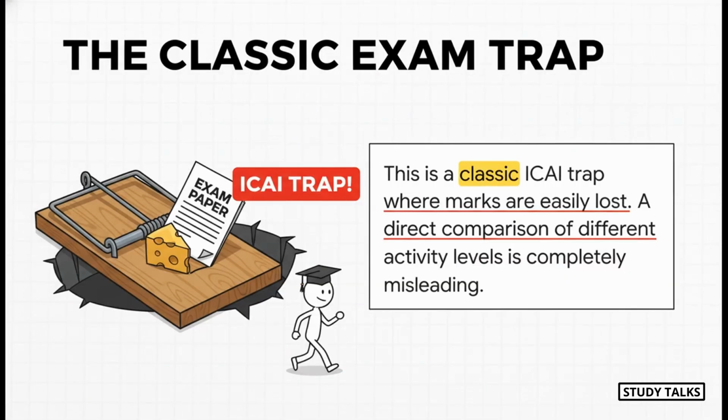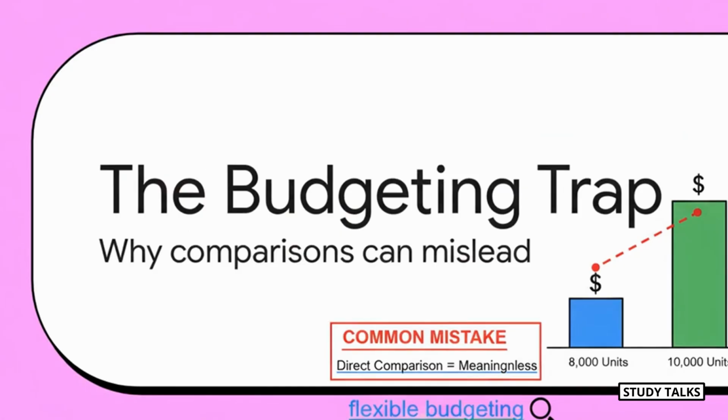So, what's the verdict? It's a hard no. A big, fat no. And right there, that's the classic ICAI trap I'm talking about. Students who make that simple comparison end up with variances that are completely misleading, and poof, there go your marks. But hey, don't sweat it. Stick with me, and I promise you, you'll see this trick coming from a mile away and know exactly what to do.